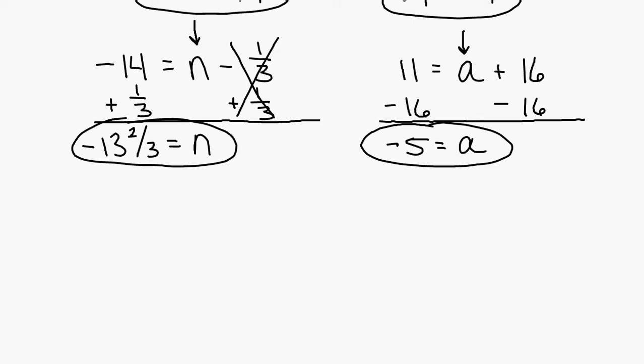Can someone please count how many problems we've done? 8. Okay. So this is going to be number 9. x minus 3/7 equals negative 12.